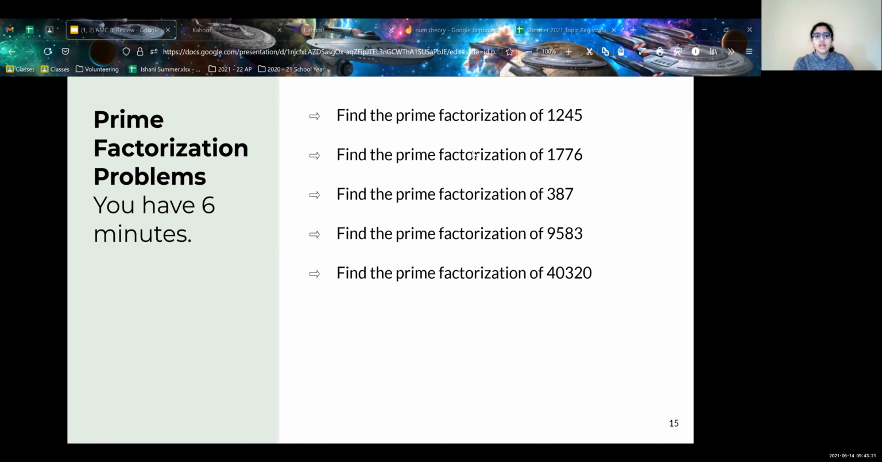Okay, so now we will be doing some prime factorization problems. Feel free to type your answers in the chat, privately message them to me, or just type them in the general chat. After you solve each question, write the question number and then write your answer, so that I know which problem you are referring to.